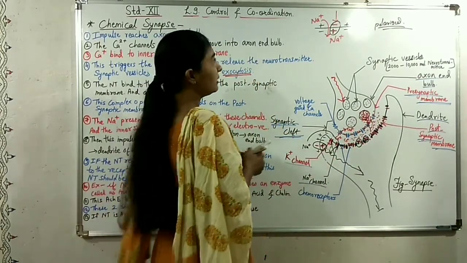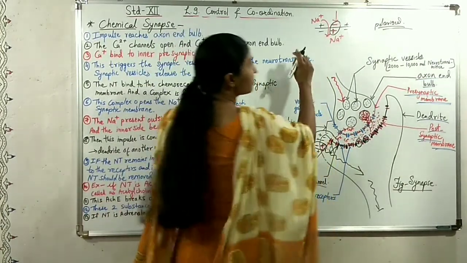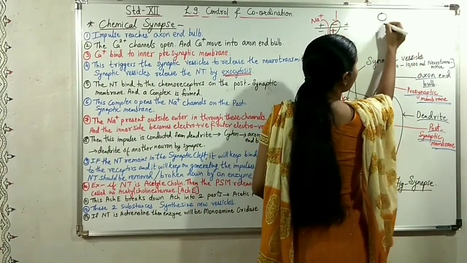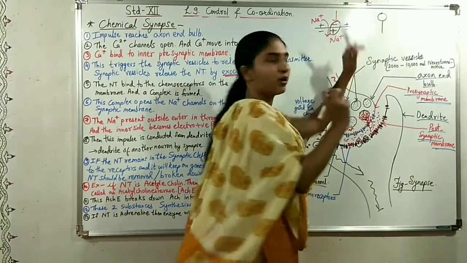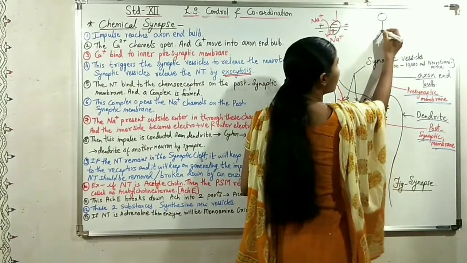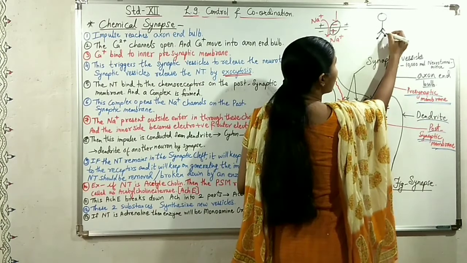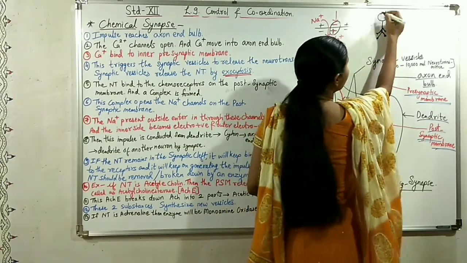So suppose this is the structure of the neuron. These are the axon terminals, this is the axon end bulb, and these are the dendrites.